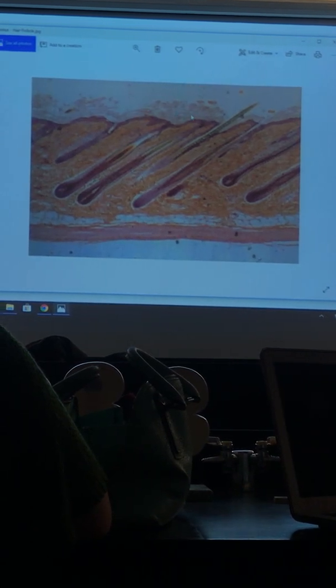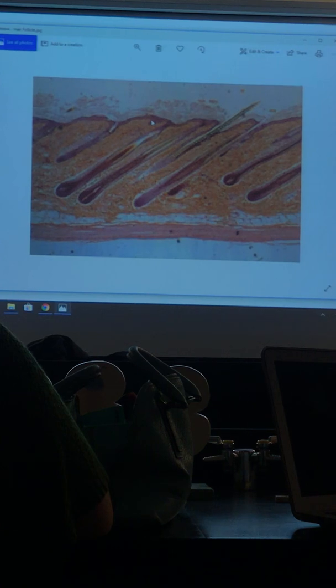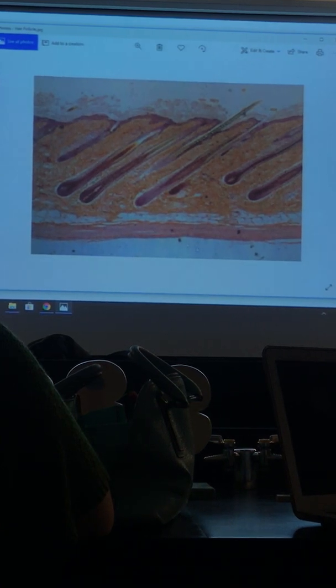This is stratum corneum. What you see here is stratum spinosum. Don't see anything else really clearly.